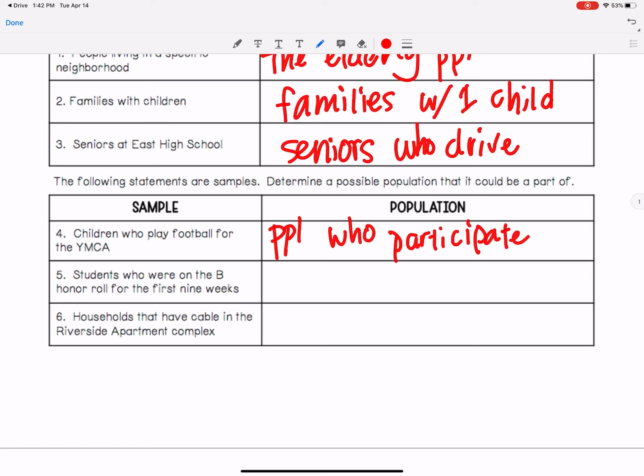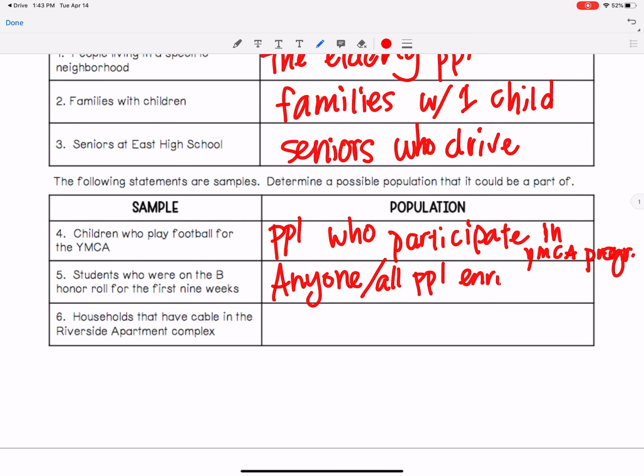I'm trying to multitask, do way too many things. In YMCA programs. Okay, question 5. Students who were on the B honor roll for the first 9 weeks. Well, how about anyone enrolled during the first 9 weeks? It doesn't just have to be the students who were on the B honor roll. It could be anyone. Anyone or all people enrolled during the first 9 weeks.